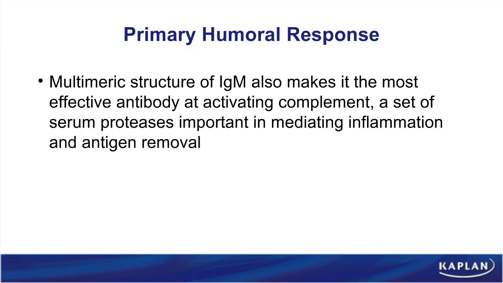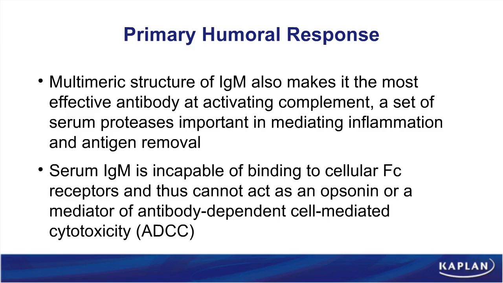And again, we'll think about this. We're going to have a lot of IgM at the beginning of an infection. We only actually need one IgM molecule to activate classic complement. That's great because we're going to want the complement activation because, remember, it also helps us to remove immune complexes, it helps us to opsonize, and it certainly aids in the inflammatory response. Now, serum IgM, unlike IgG, cannot act as an opsonin and cannot be a mediator of ADCC.